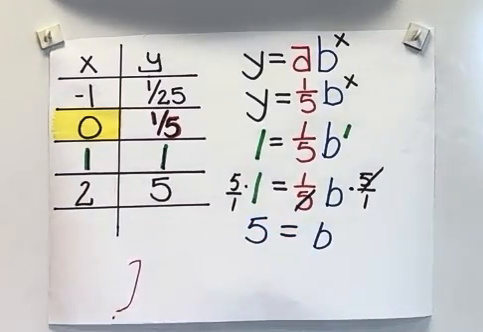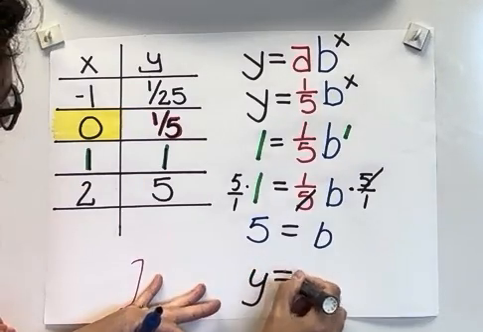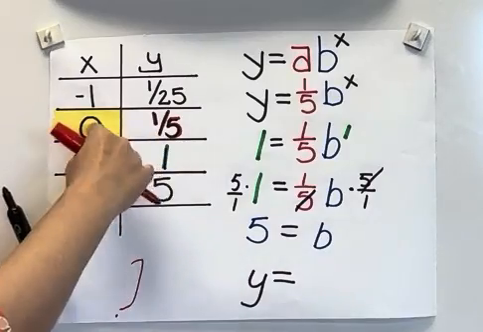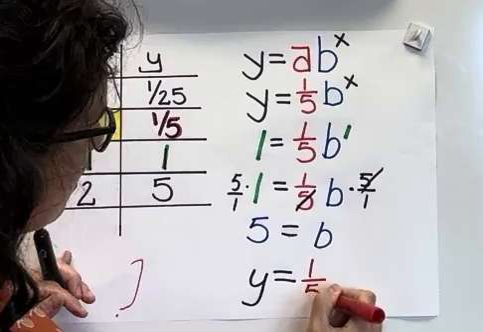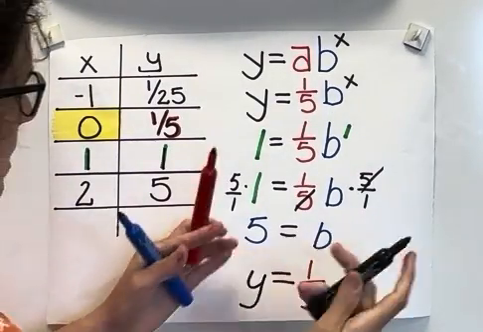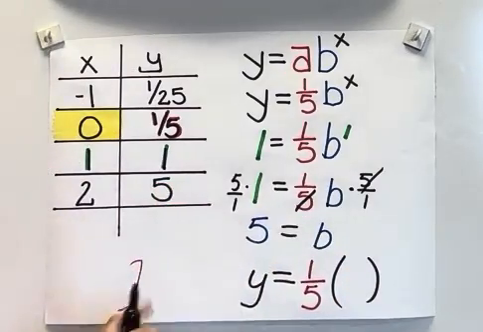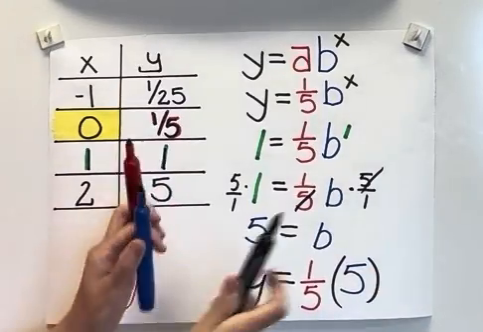Now that I know both a and b, we can write the equation. So it's going to be y equals, and the a we found, again, it's always going to be the coordinate where the time is 0, so 1/5, and then b to the power of, so I'm going to say in parentheses, 5 is what we found, to the power of x.